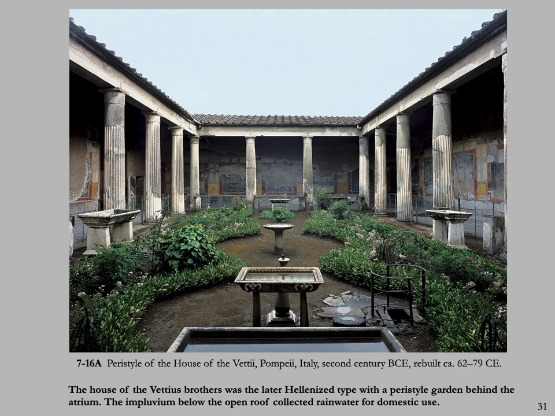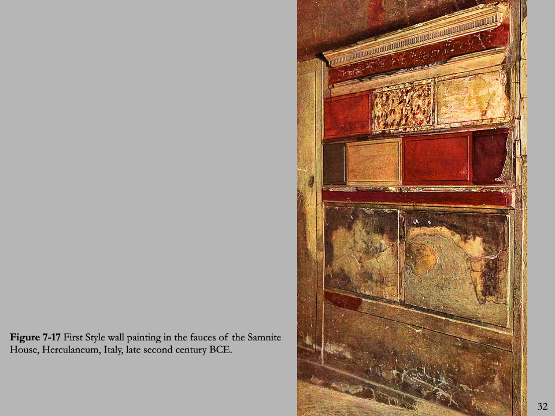You'll also notice frescoes surrounding that back space. Frescoes are very common and popular in houses of Pompeii. Most of the houses had the walls painted. So we'll talk a little bit about these frescoes. There were four main styles of painting in Roman houses.